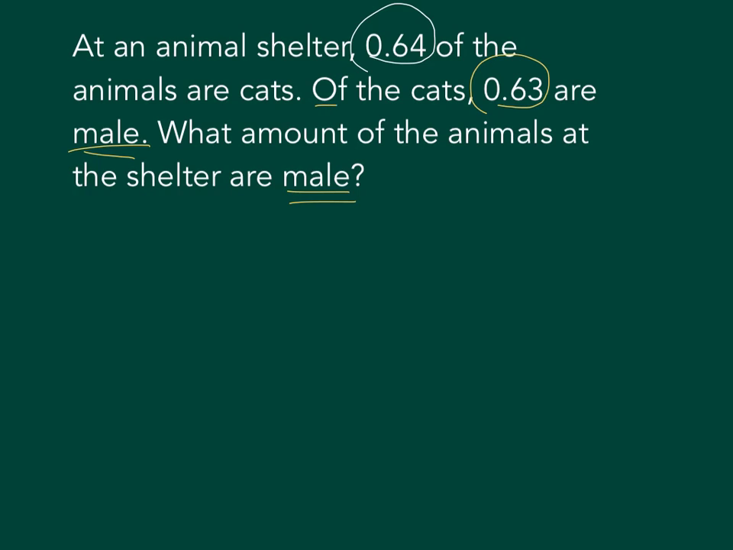So because it says of the cats, that sort of clues me into I want a part of the cats. And so that of usually means multiplication. So I'm going to look at 64 hundredths times 63 hundredths. So as we said before, when we multiply decimal numbers, it's just like multiplying whole numbers. So I'm not going to worry about the decimal points until later. But let's look at how many decimal places there are.